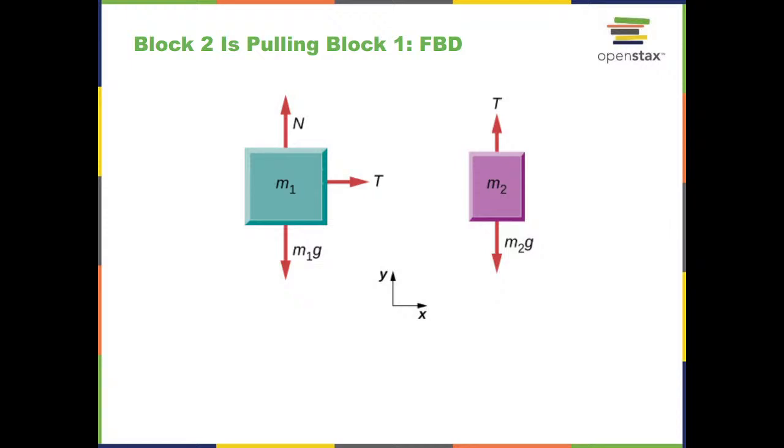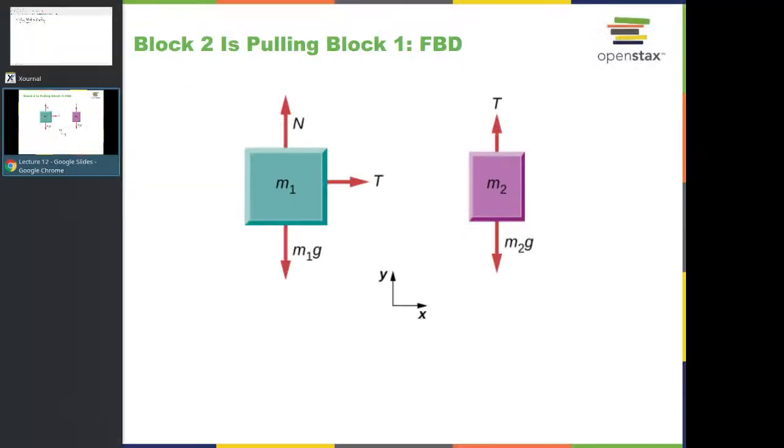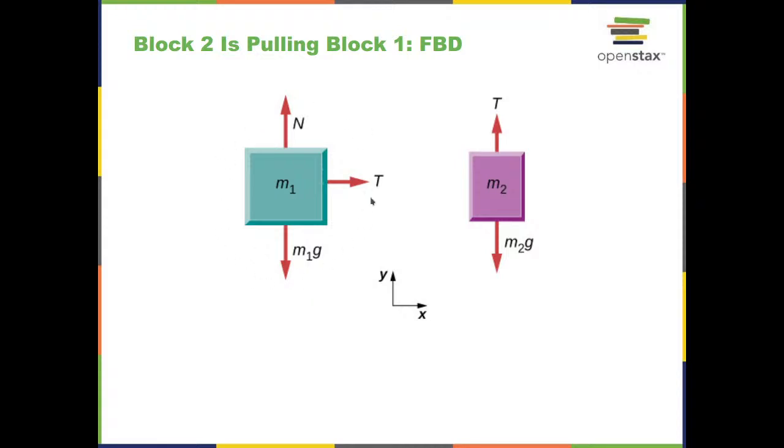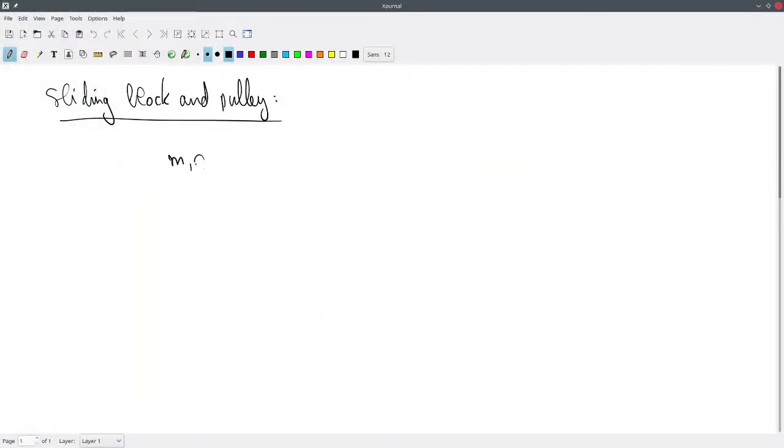So let's write down those two equations. Let's call this sliding block and pulley. For the first free body diagram for mass 1, we can write down that the tension divided by M1 is equal to the acceleration, or M1 times the acceleration is equal to the tension. So that's from free body diagram 1 in the x direction.